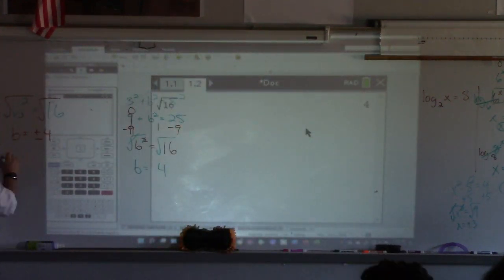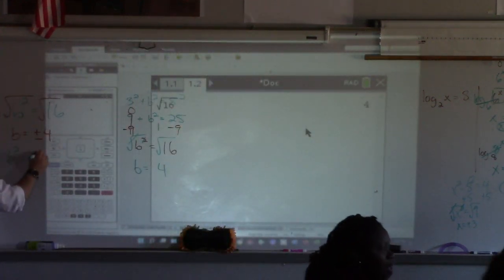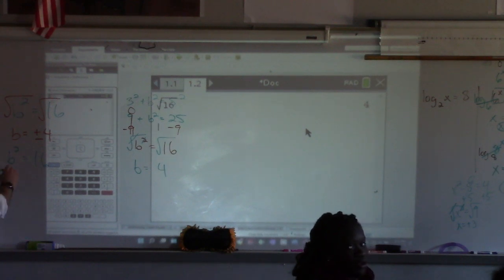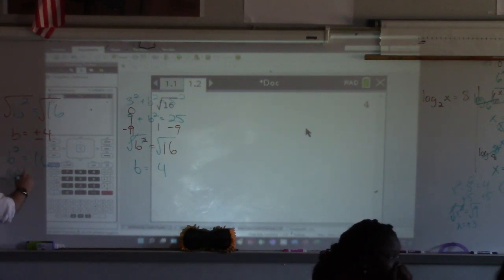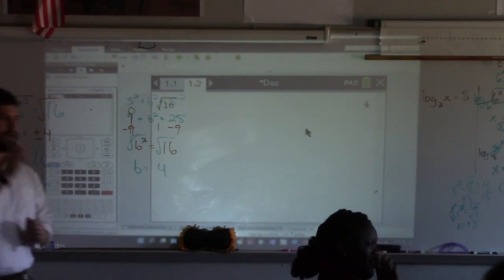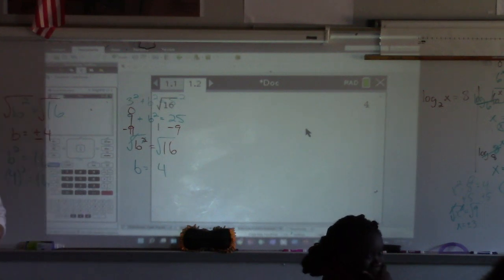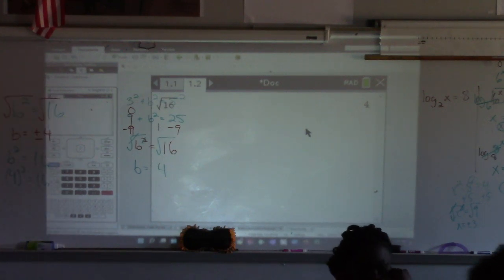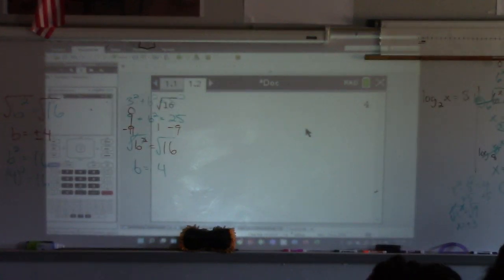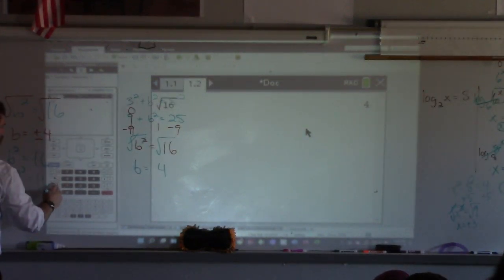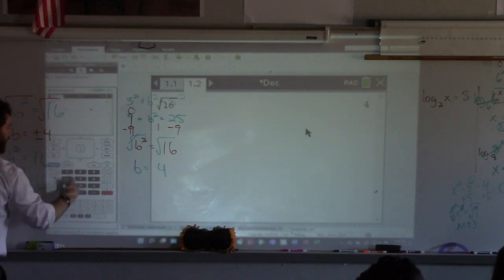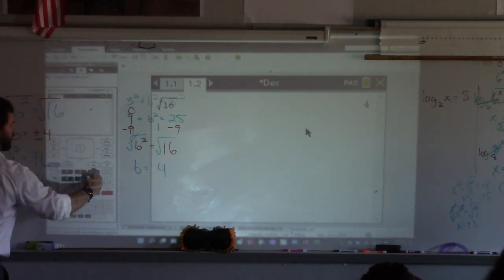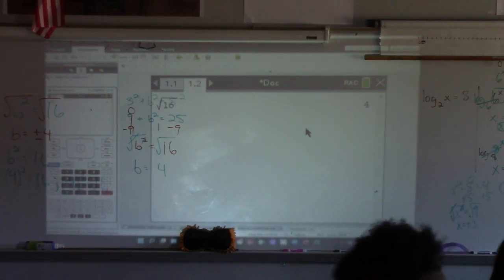So remember, I started off with b squared equals 16, correct? Does 4 squared equal 16? Pick up your calculator, put the parentheses, take 4, square it. Does it give me a 16? Yes, it does, doesn't it? Now, test the negative 4. Does negative 4 squared equal 16?